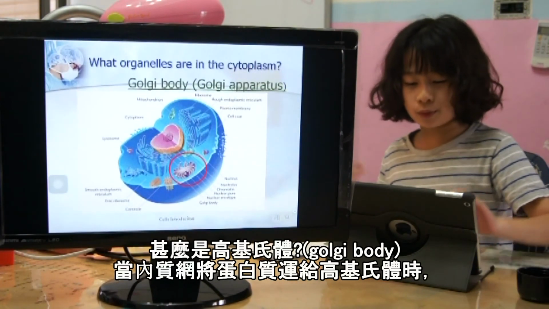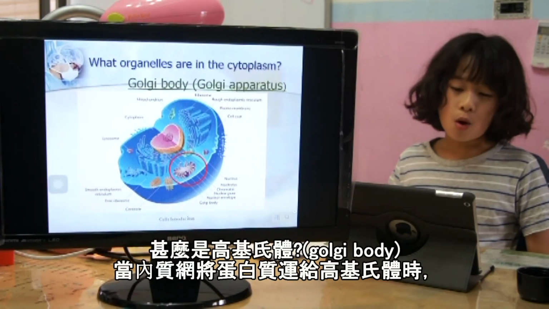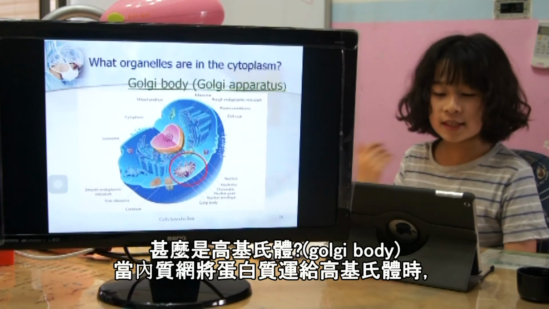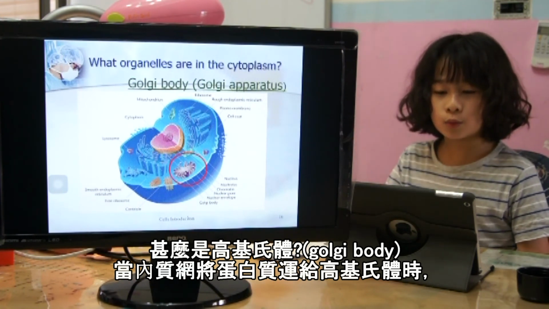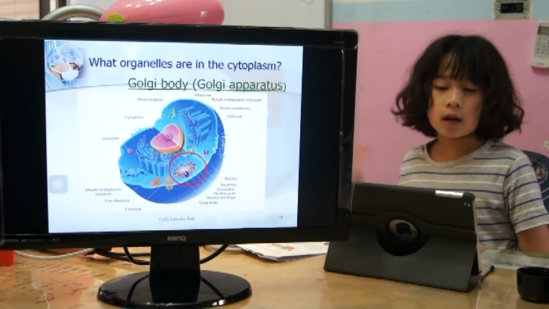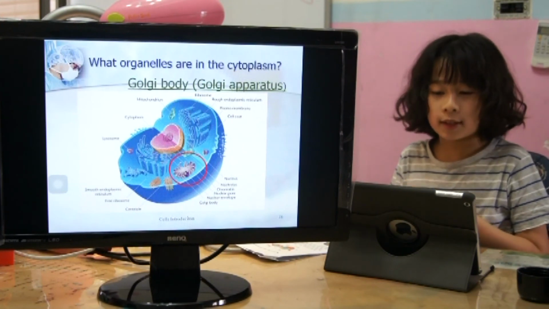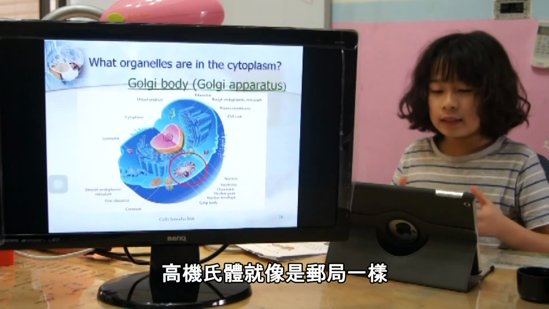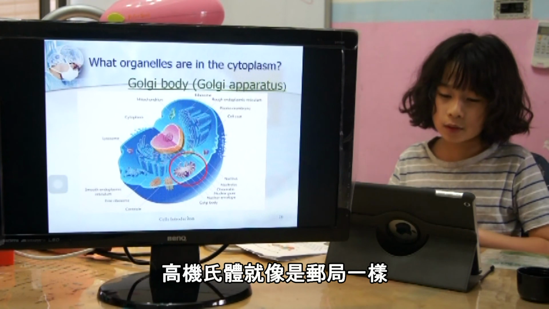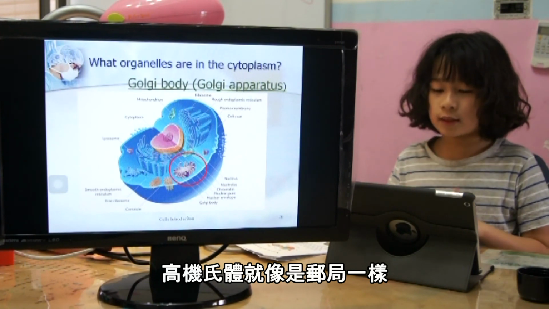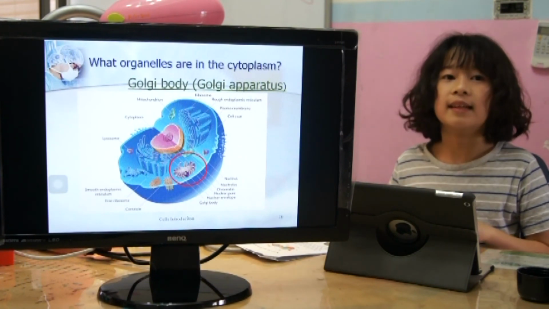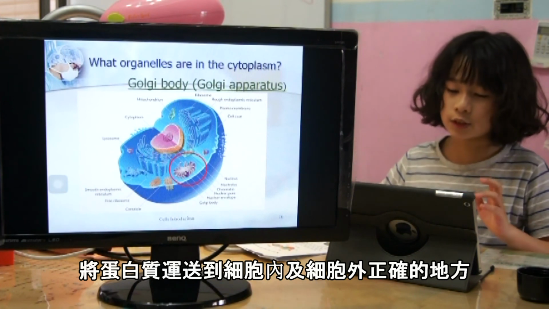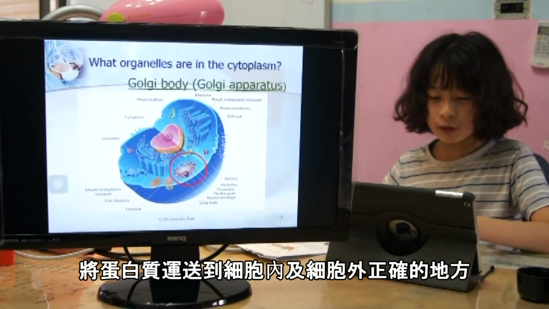What is the last one? The Golgi body. Well, the Golgi body gets the protein from the ribosome on the rough ER, and it's like a mailroom that packs the product, which is the protein, and then sends it to the right place in the cell or out of the cell.